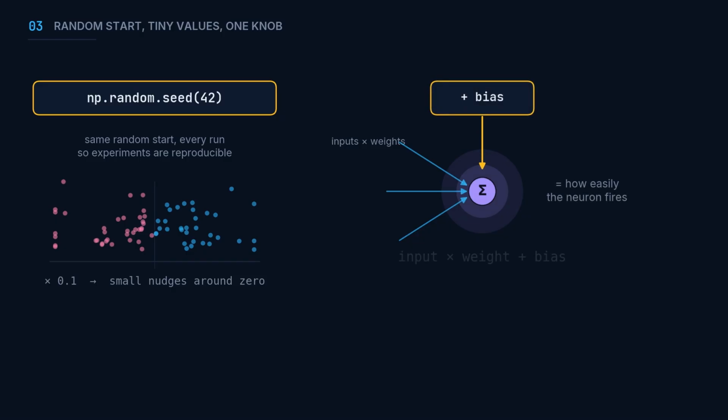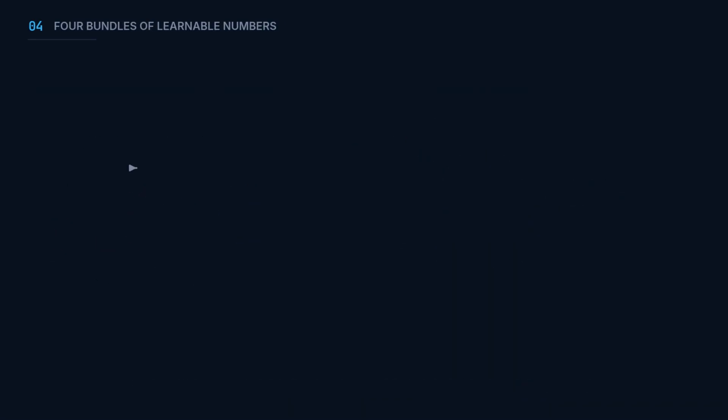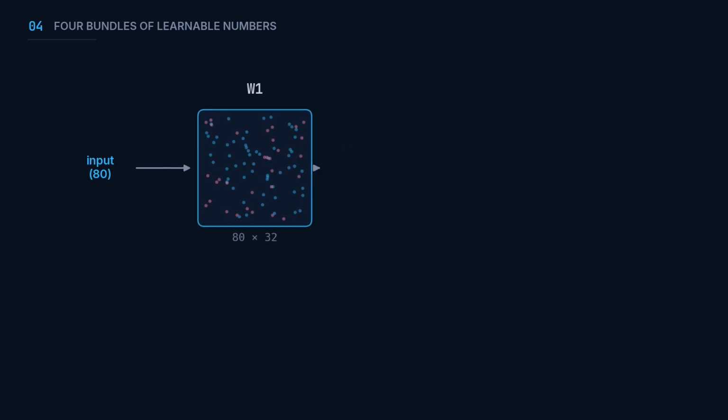Think of it as a threshold knob. Weights decide how much incoming signals matter. The bias decides how easily the neuron fires at all. Then a second grid of weights, W2, 32 by 40, connects every hidden neuron to every output word.